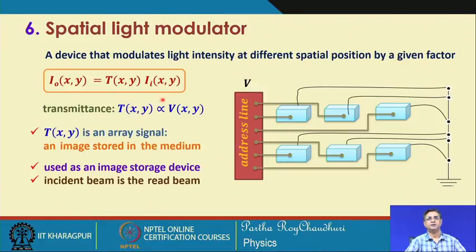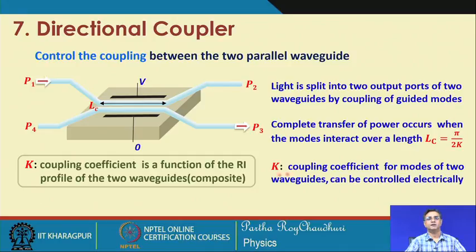Then there is another interesting application, because by making use of this it can be used as a spatial light modulator, where I 0 is a function of the transmission and the applied voltage, the different points can be modulated, and it can be used as an image storage. The incident beam is a read beam, and the same beam can be used for the write beam also.